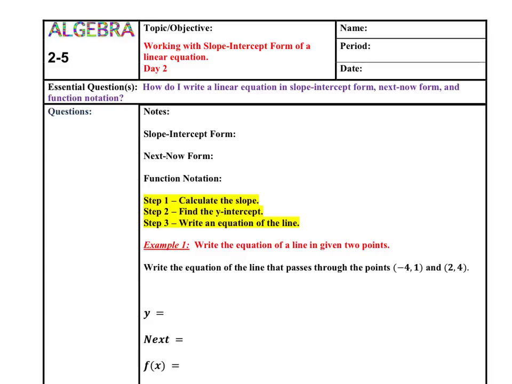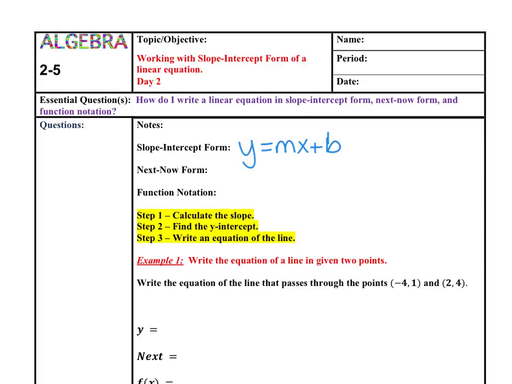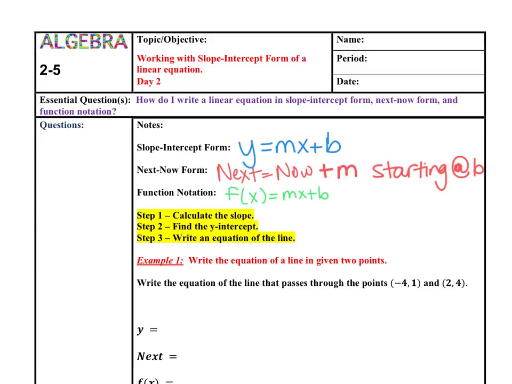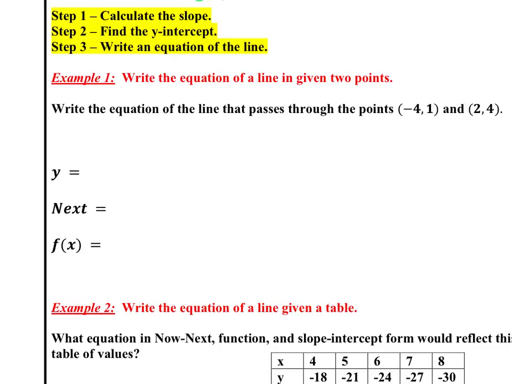First is most basic. Regular slope-intercept form is y equals mx plus b. The other form we talked about is next now form. The last form we talked about was function notation, and everything's the same except for the y, which gets replaced with f of x. So the only thing that's different here is the output, how we say it. We're inputting x into the function, we get out our output, which we write as f of x, the function of x.